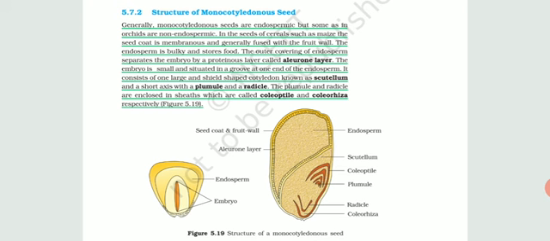So maize seed is divided in two parts. One is endosperm and second is cotyledon. In the cotyledon there are two parts which will give rise to root and shoot respectively.